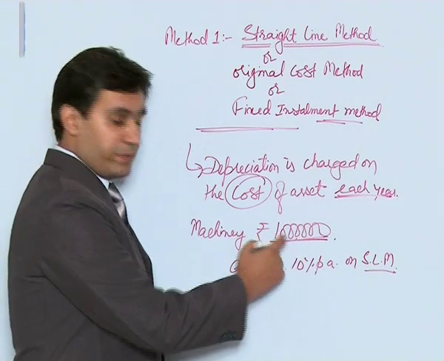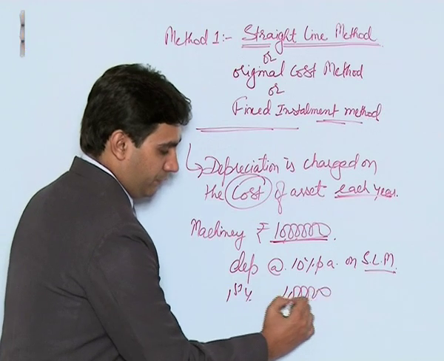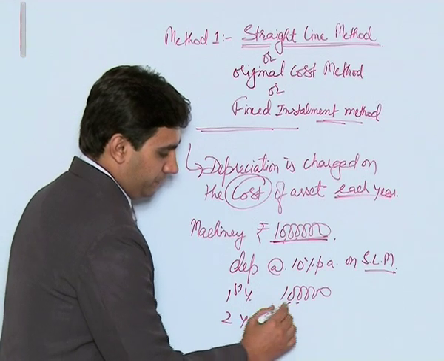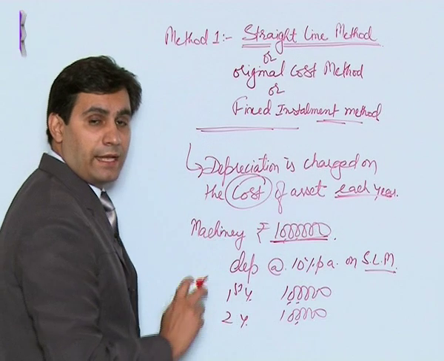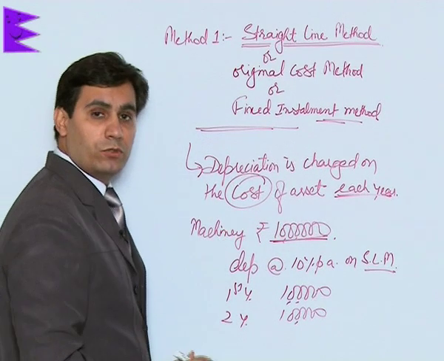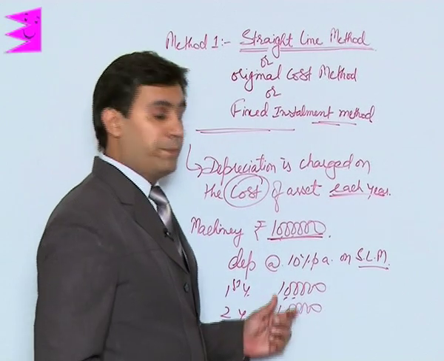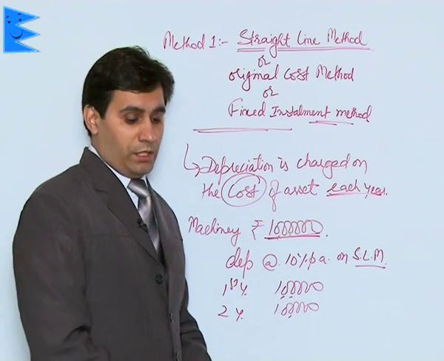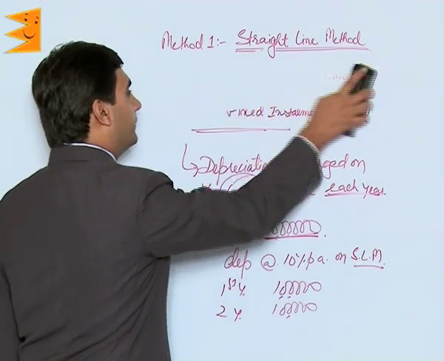So first year depreciation would be 1 lakh. Second year depreciation would be again 1 lakh, that is 10% on 10 lakh. Third year again depreciation would be 1 lakh. So it is a method in which depreciation is charged on the cost of the asset. Now let us understand what are the advantages and the limitations of this method.